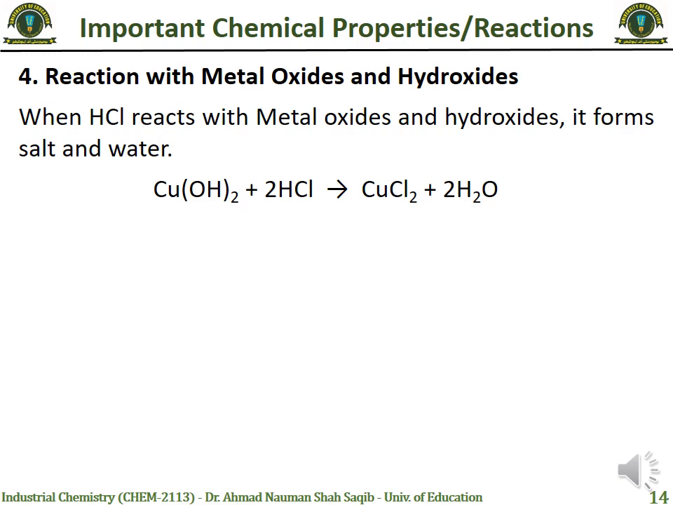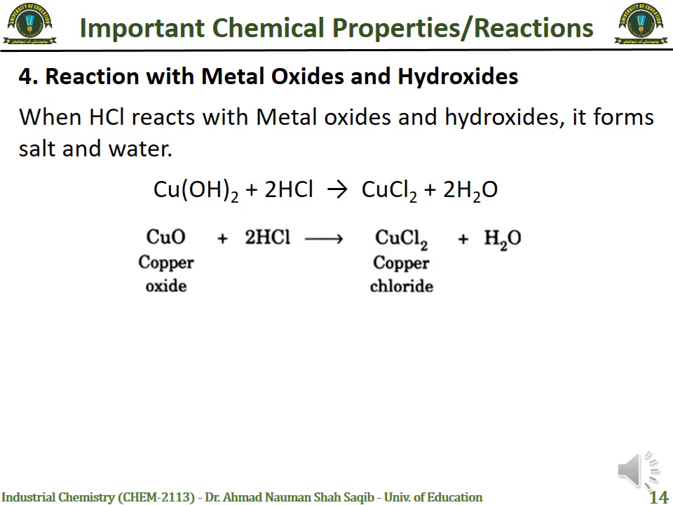And when we treat hydrochloric acid with the oxide of copper, which is copper oxide, the reaction proceeds in a similar way, and we again get copper chloride and water molecule. So for both metal oxides and hydroxides, when treated with hydrochloric acid, they result in the formation of corresponding metal salts and water molecules.